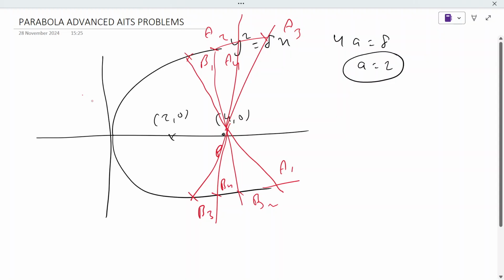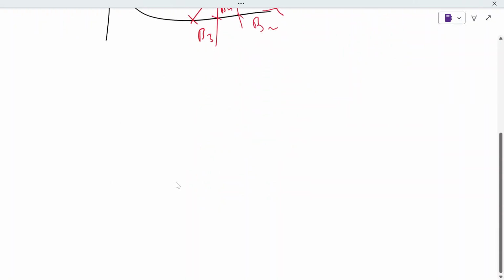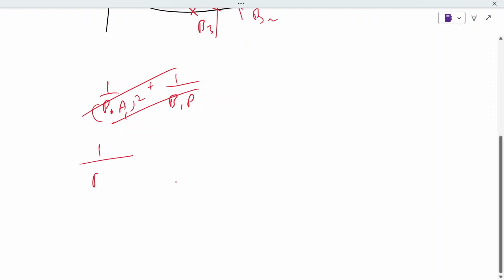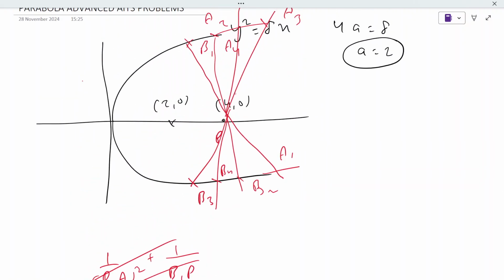What we have to calculate is this value: 1 by PA1 square plus 1 by PB1 square. Correspondingly, if you imagine, corresponding to the point P there is a chord. There are four chords in the diagram. So corresponding to the chord A1, B1, let me mark the segments A and B, and let me mark them C and D.